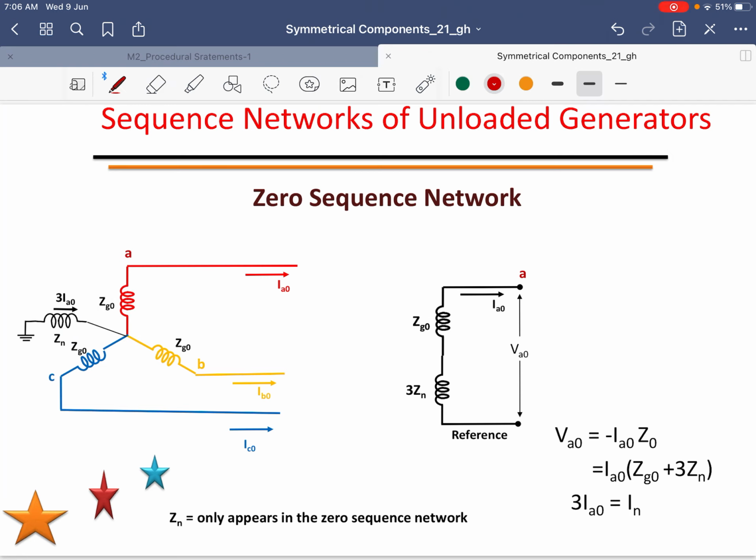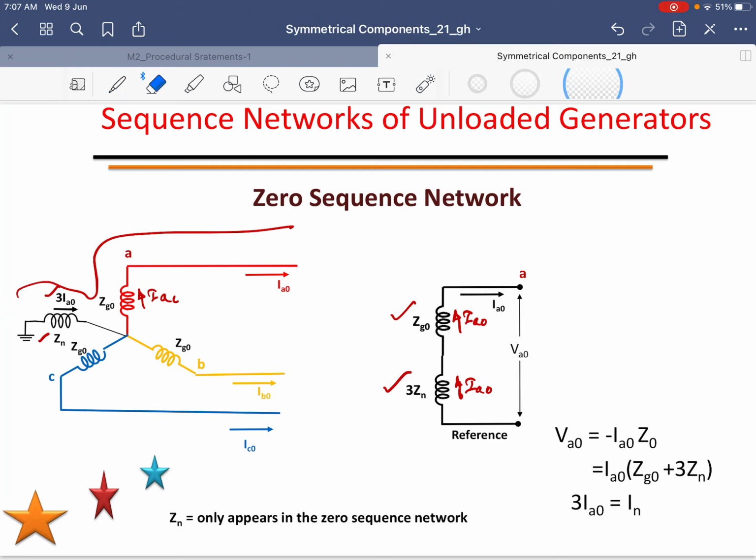You can see here that this is Z0 as it is. First I am drawing Z0, and in Z0 the current is IA0. But here you have Zn, where the current is 3 times IA0. Therefore, to make the current IA0, the 3 can be taken here and represented as 3 Zn. Here also I am getting IA0. However, the drop remains the same.